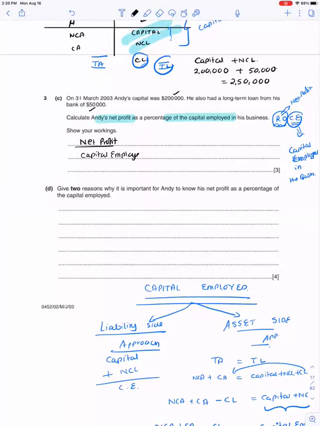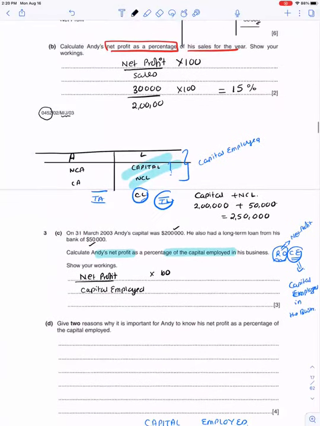Net profit I already have, into 100 because I need a percentage. Net profit I already had, it was 30,000. What is the capital employed? Capital plus non-current liability, 2,50,000 into 100. So 3 lakh divided by 2,50,000 into 100. You are getting 120%. So 3,50,000. Sorry, 3 lakh divided by 2,50,000. You will get 1.2 into 100.